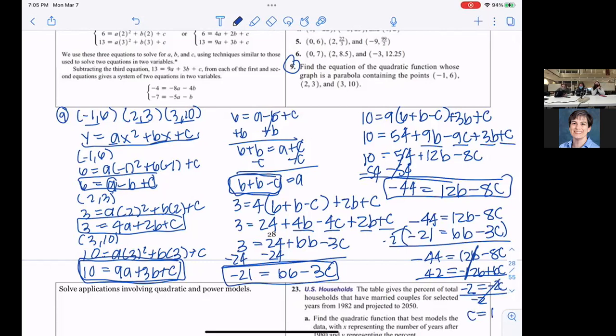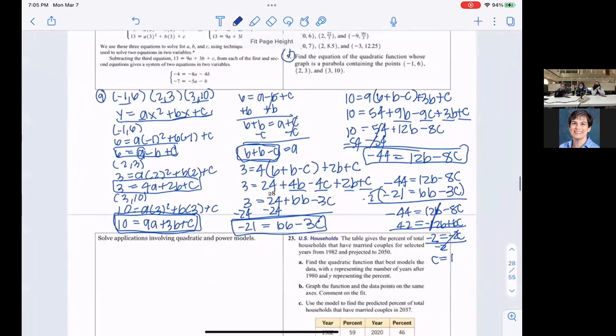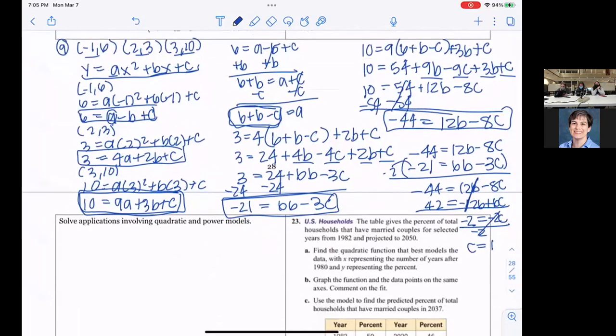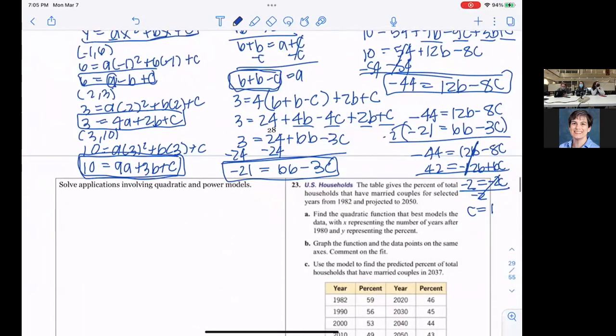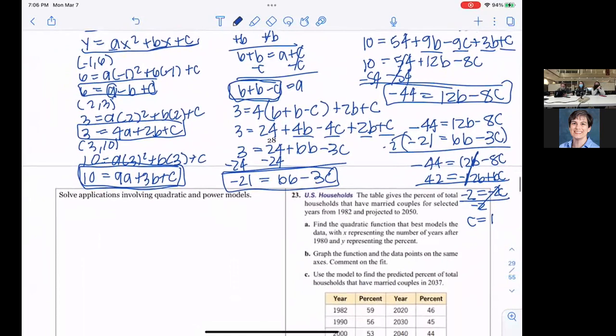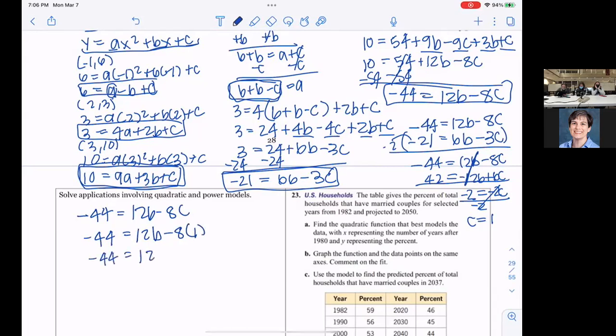And then going down into the next page, we're gonna plug in that C equals 1 back into one of the equations. So we're gonna use -44 equals 12B minus 8C and plug in that 1 for C. So we're gonna have 12B minus 8 times 1. So now we're gonna have -44 equals 12B minus 8.